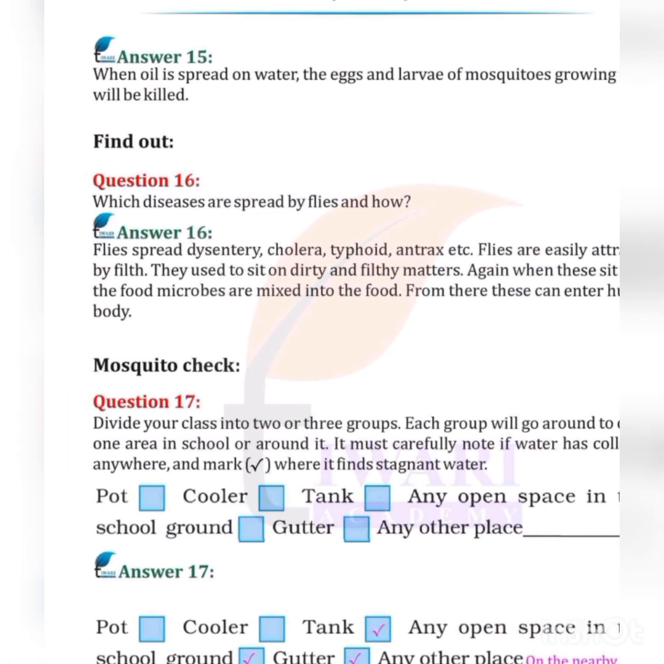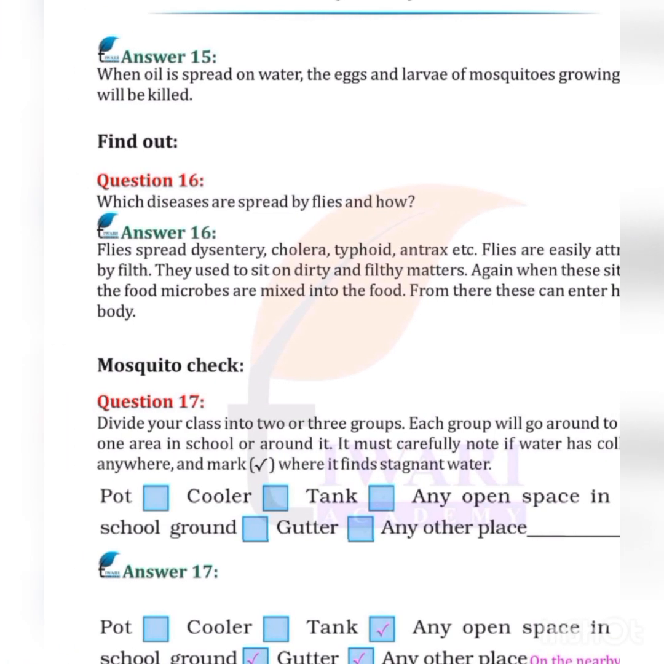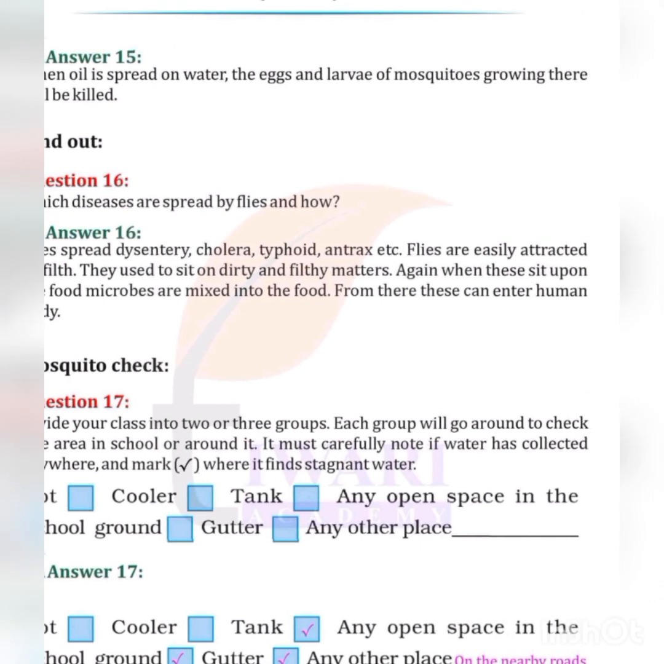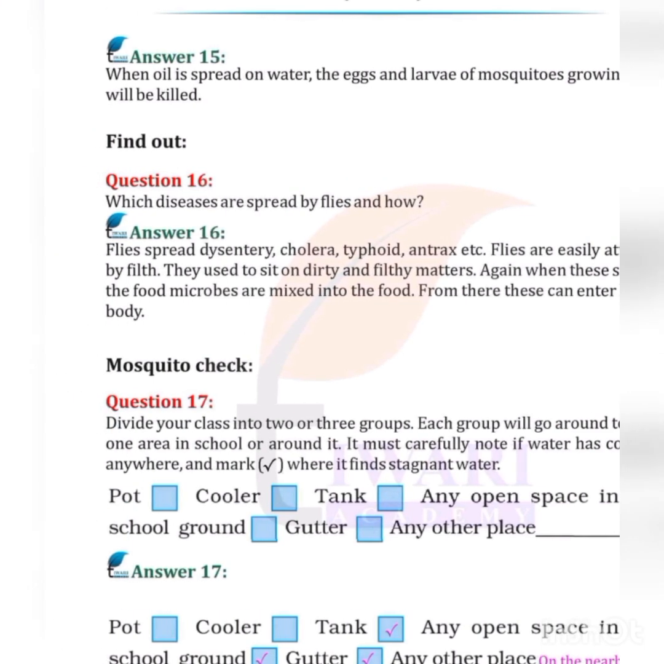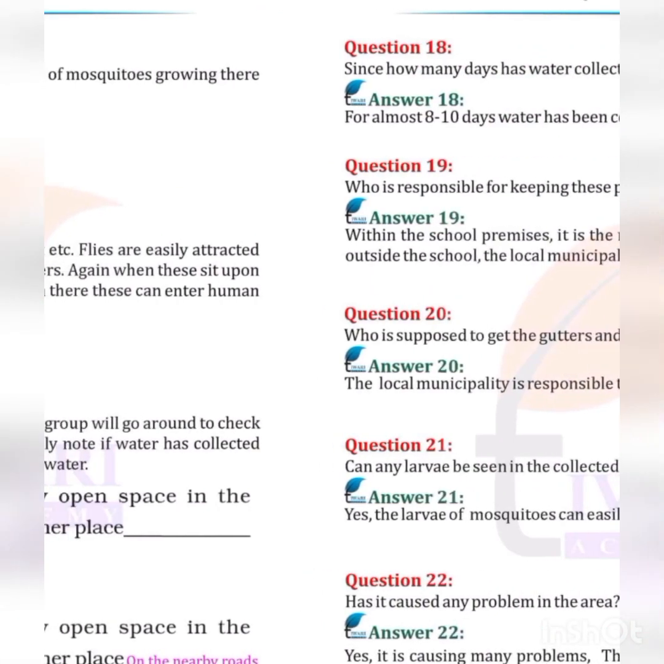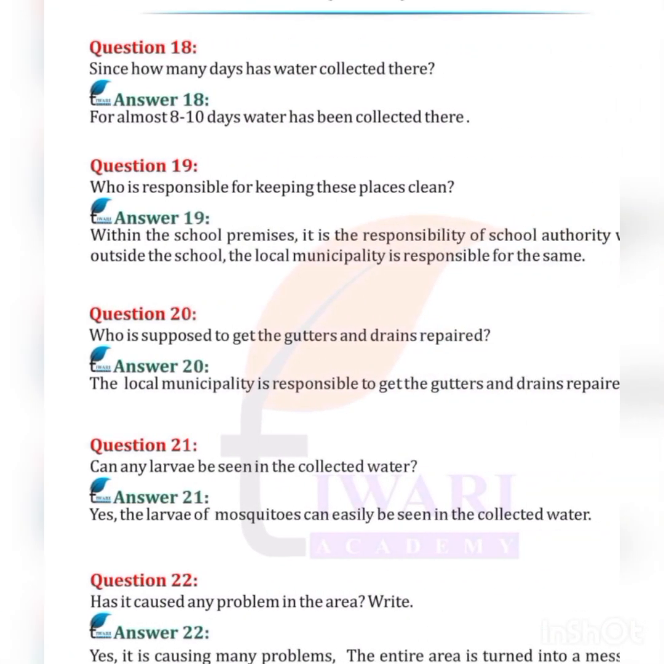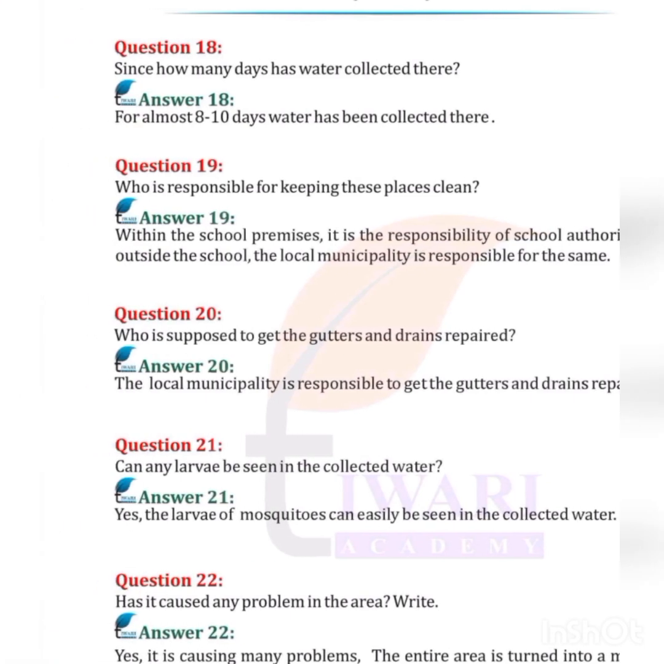Let's see the mosquito check, question number 17. You can see here tank, school ground, gutter. You can see the next one. Since how many days has water collected there? For almost 8 days, water has been collected there. Who is responsible for keeping these places clean? Within the school premises, it is the responsibility of the school authority, while outside the school, the local municipality is responsible for the same.